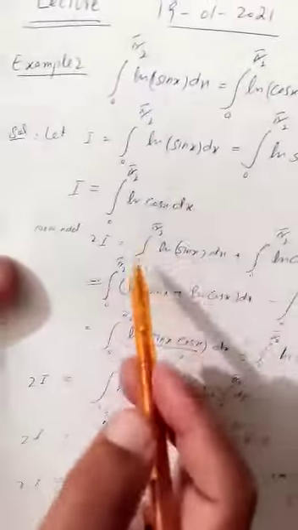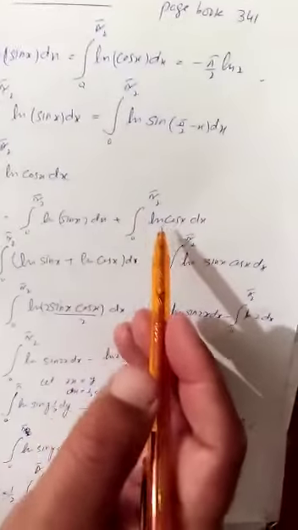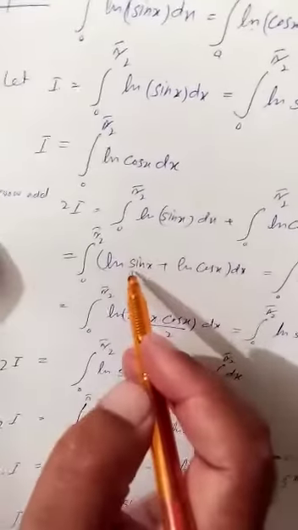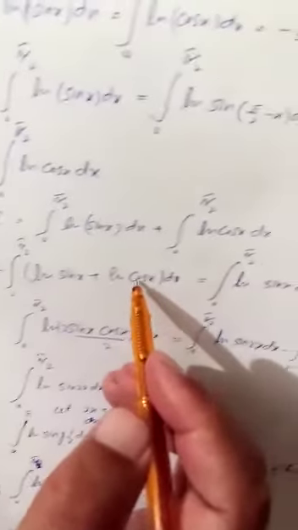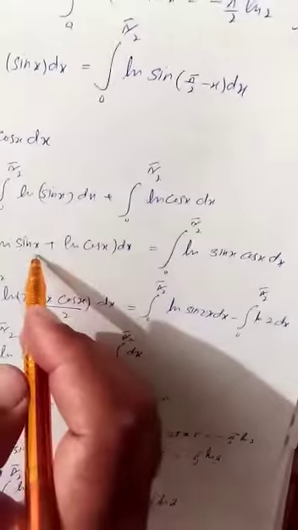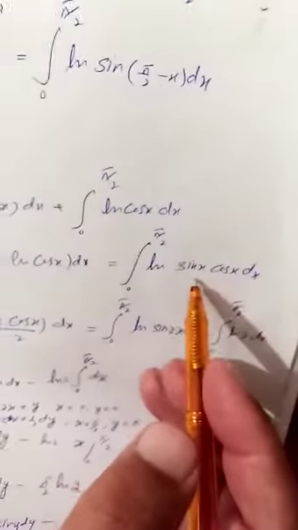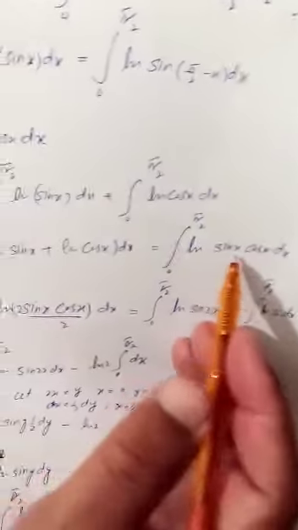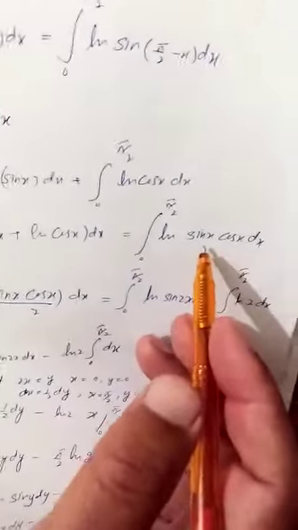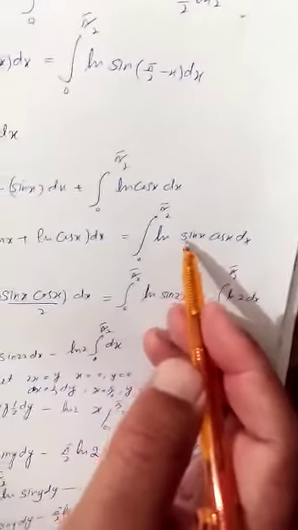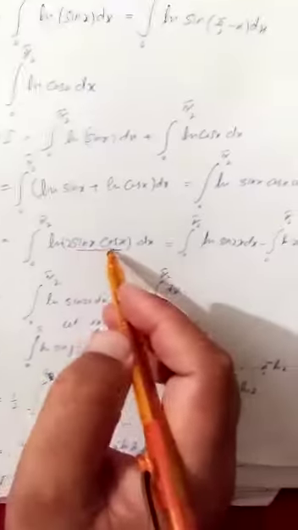Now adding both integrals, we get 2I is equal to the integral from 0 to pi by 2 of natural log of sin x dx plus the integral from 0 to pi by 2 of natural log of cos x dx. Taking the integral common, natural log of sin x plus natural log of cos x. The sum of natural logs is the log of the product of the two functions. Again, we convert this product sin x cos x to a single trigonometric ratio, dividing and multiplying by 2. 2 sin x cos x is equal to sin 2x, and this is 2.